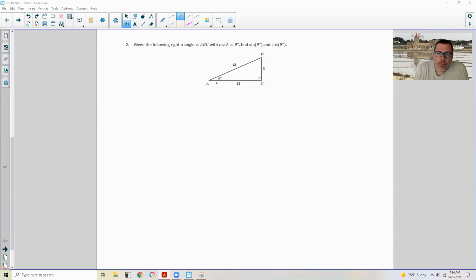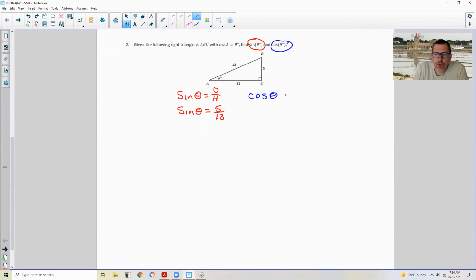Okay, so theta. If I want to find the sine of theta, I would say the sine of theta equals opposite over hypotenuse. So therefore, the sine of theta is going to equal opposite over the hypotenuse. Okay, so there's the sine of theta, it's 5/13. Now we're going to find the cosine of theta.